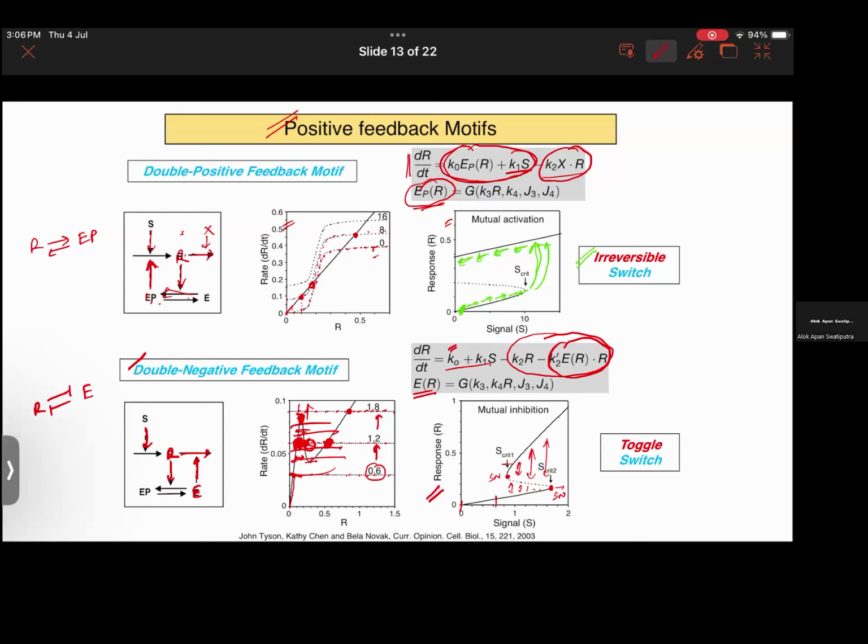You see, at some intermediate region, you have the possibility of both the states existing. Right?